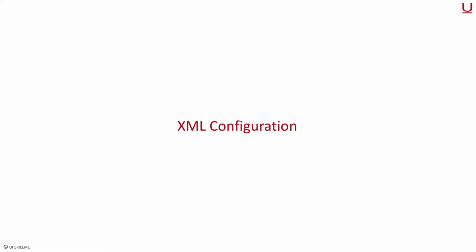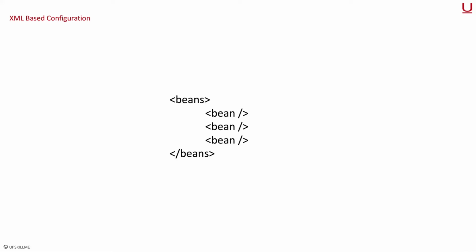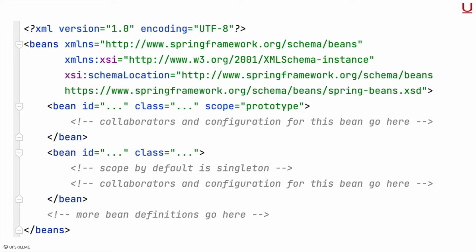First, let us understand XML configuration. XML-based configuration metadata configures beans as bean elements inside the top-level beans element. The basic structure of XML-based configuration metadata looks like this. The beans and bean elements are highlighted for reference.